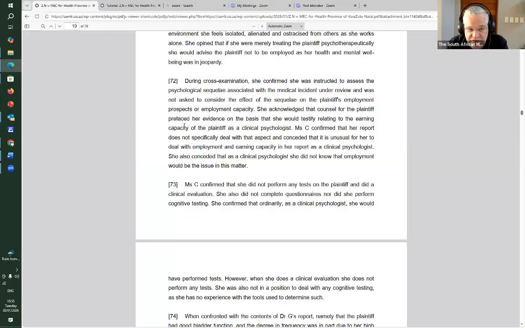She acknowledged that counsel for the plaintiff prefaced her evidence on the basis that she would testify relating to the capacity of the plaintiff as a clinical psychologist. Ms. C confirmed that her report does not specifically deal with that aspect, and conceded that it is unusual for her to deal with employment and earning capacity in her report as a clinical psychologist.